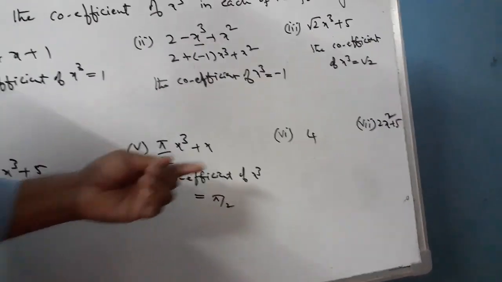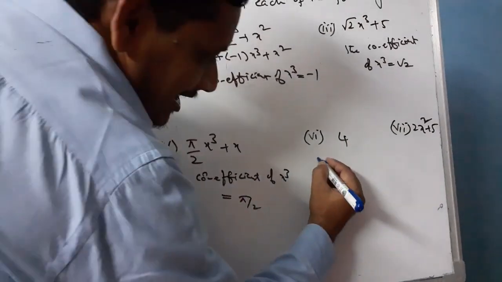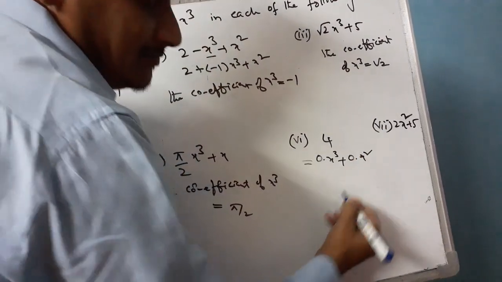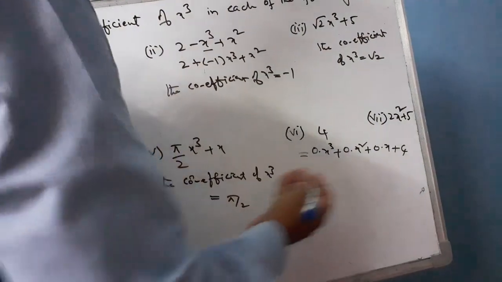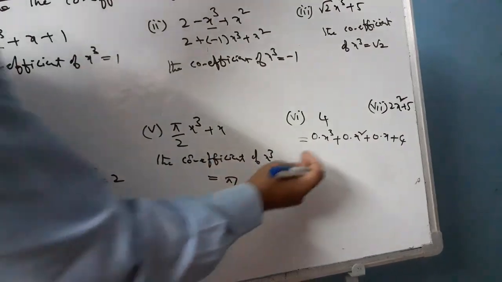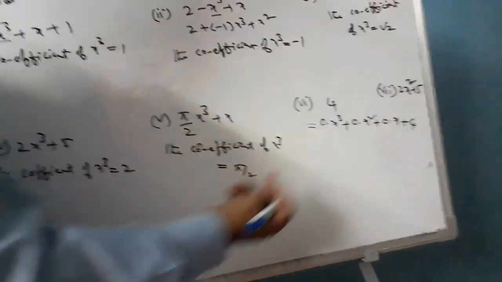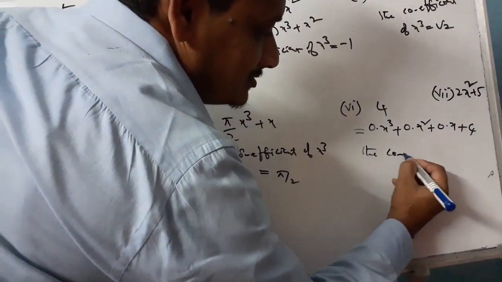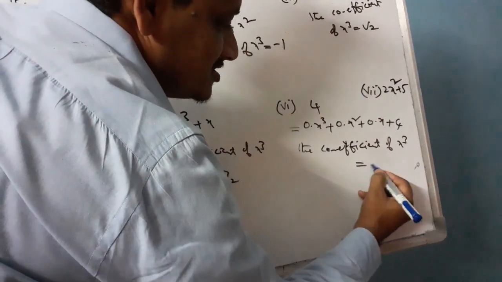So what about here, the sixth one, it is only 4. It does not contain the x cube term. This can be written as 0 into x cube plus 0 into x square plus 0 into x plus 4. None of x is there. X is not there, x square is not there, x cube is not there. What is the coefficient of x cube? It is nothing but 0. The coefficient of x cube is equal to 0.